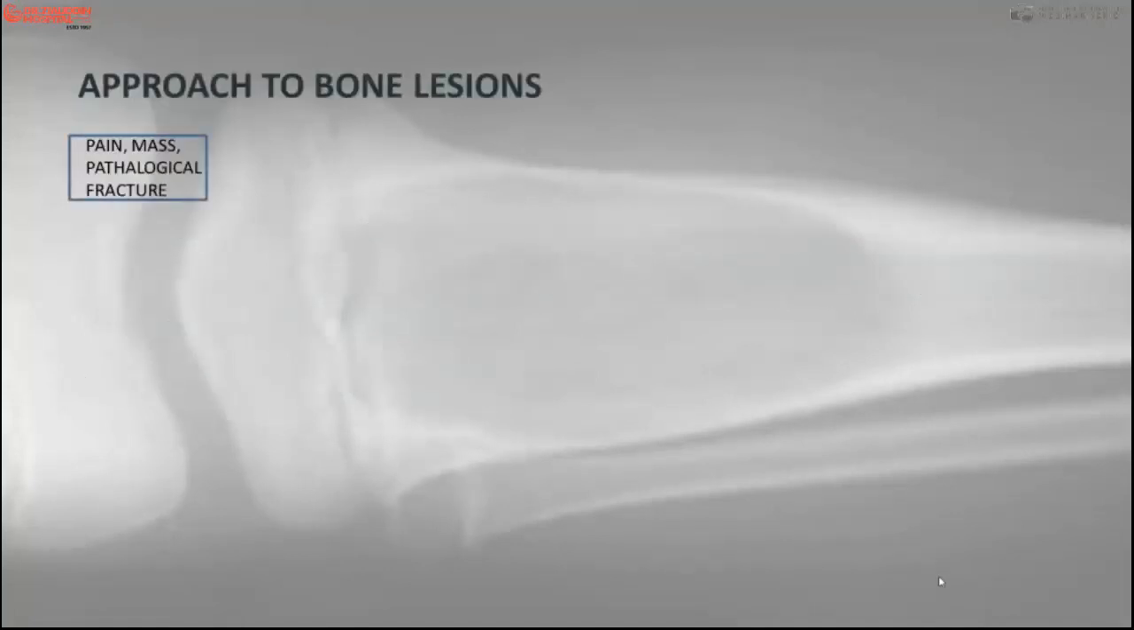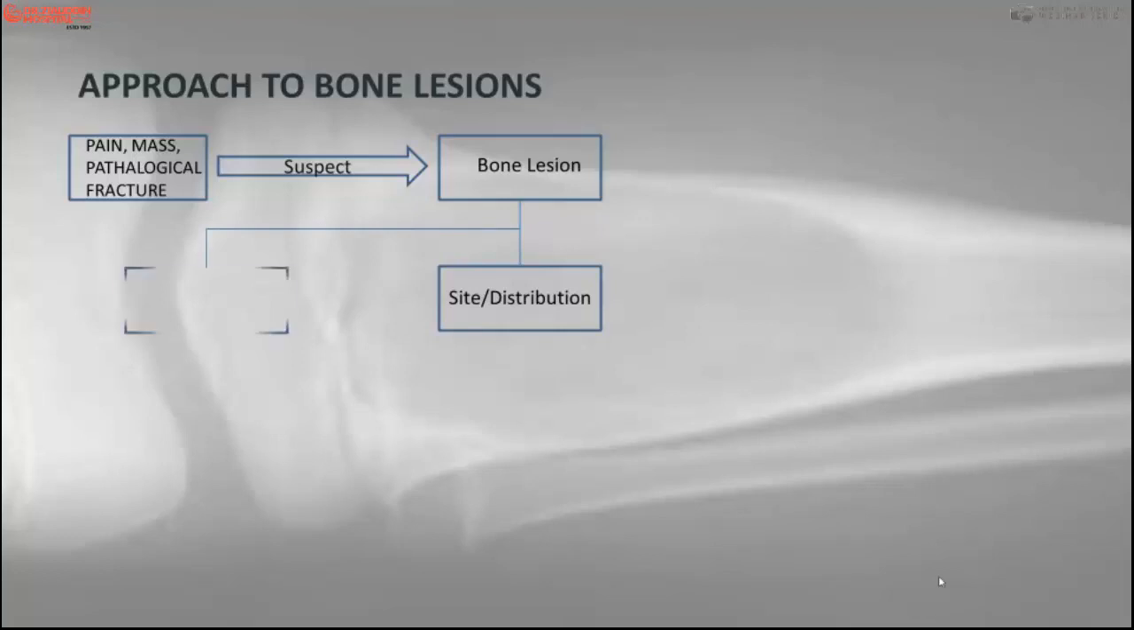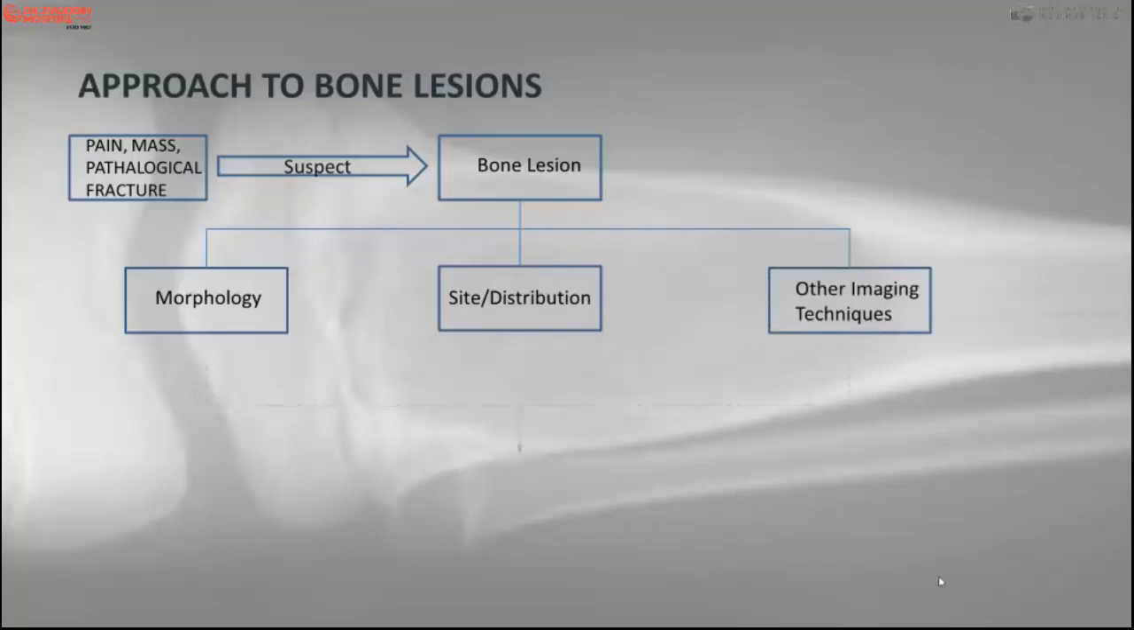So whenever we come across in our clinics or in the setup a patient with pain, mass, or pathological fracture, we suspect a bone lesion. So when we see a bone lesion on an X-ray or clinically, then we see where is the site, its distribution, the morphology of the tumor, and after these, the various imaging techniques that we have.